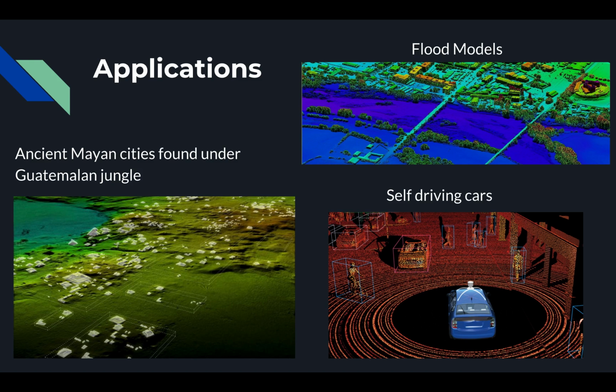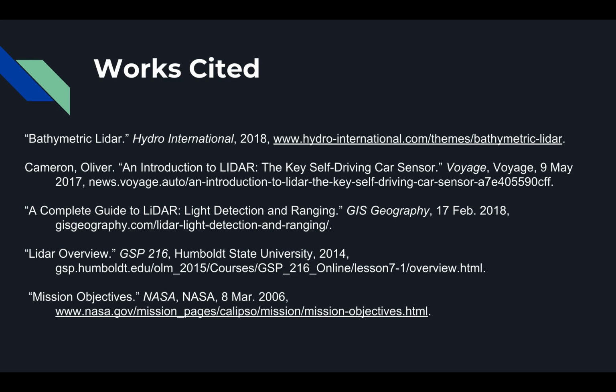LiDAR can have many applications, and it is being used for more and more purposes. Like I said in the beginning, there was a massive discovery relating to ancient Mayan cities. LiDAR can also be used to make self-driving cars by making 3D models of its environment and adjusting its course accordingly. LiDAR can make models of areas that are at risk for floods and improve planning of structures. These are only a few examples of what LiDAR is doing today, and these are the works cited.